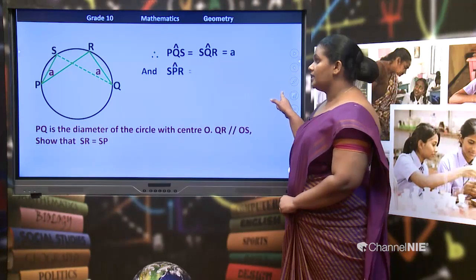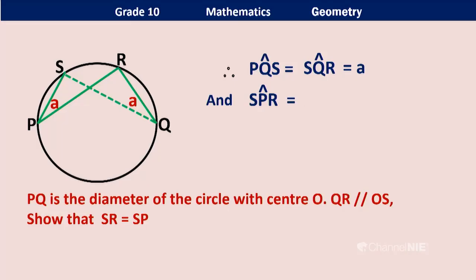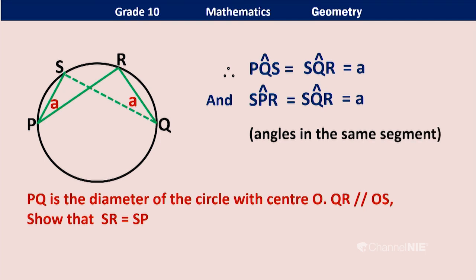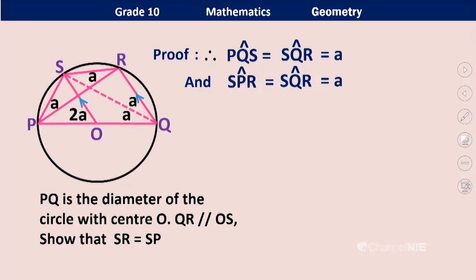and angle SPR is equal to angle SQR. Before the reason, the value of it is equal to A. So, we will mention the reason: angles in the same segment. We know that the angles in the same segment are the same. Right. So, in our proof, we have got angle PQS is equal to angle SQR, that is equal to A. Then we got angle SPR is equal to angle SQR, that is also equal to A.